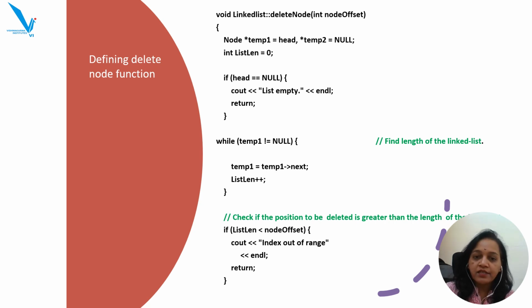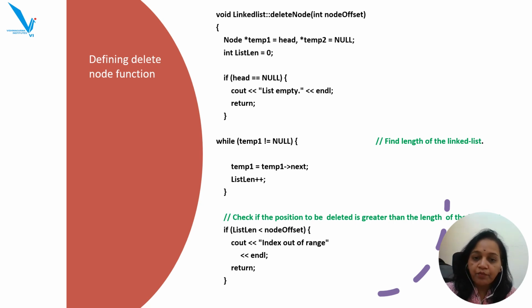Now if head is equal to NULL, that means there is no node in the list, your list is empty, so you can't delete anything, right? So if head is equal to NULL, you have to give the message list is empty and return. Now you have to find the length of the list. Why do we need this? We will find out the total length and then we will try to search the position. Okay, so how do we find out the length of the list?